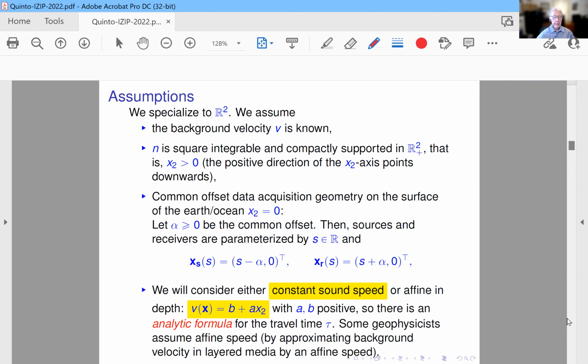Now, this v of x, the affine, might seem like a big restriction, but actually some geophysicists in layered media, namely where the velocity is constant along horizontal lines and only depends on the depth, will approximate that by affine wave speed and then use that to reconstruct. Good. So that's one reason to study the affine wave speed.